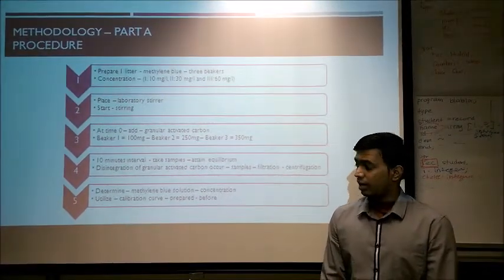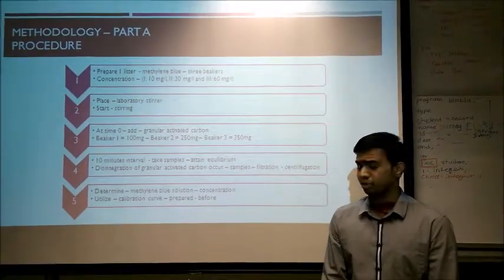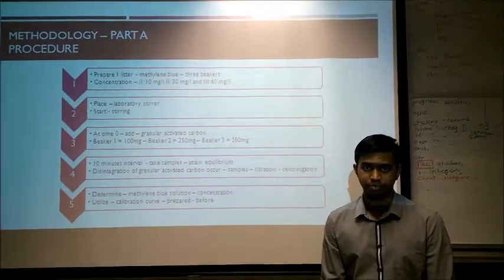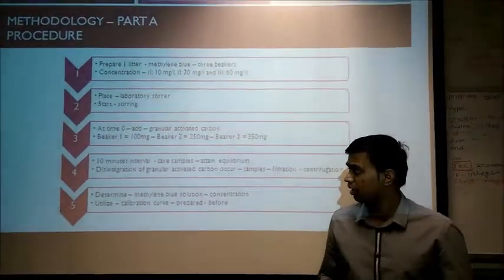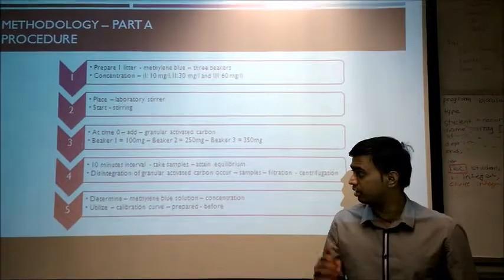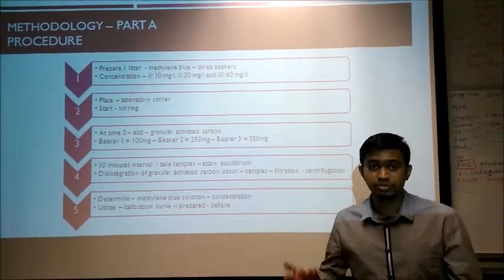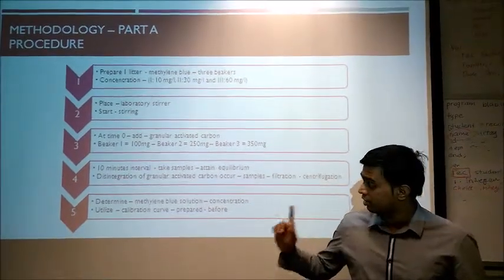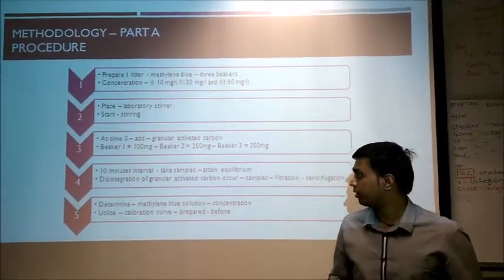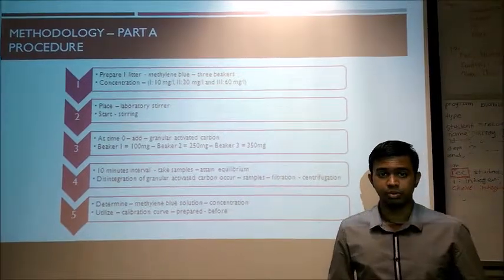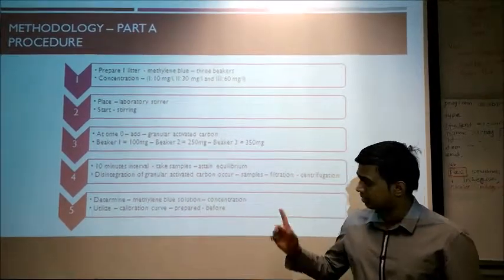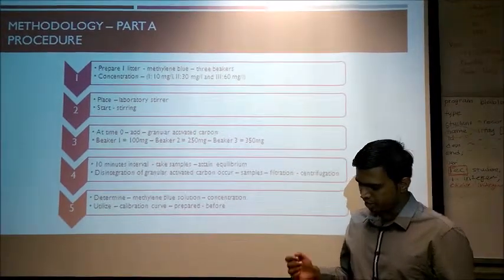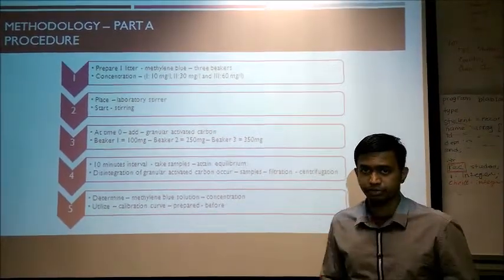In beaker 1, you add 100 mg. Beaker 2, you add 250 mg. And beaker 3, you add 350 mg. Then take samples at 10-minute intervals and continue sampling until it attains equilibrium. If the granular activated carbon does not settle, then it needs to be filtered before sampling. And the last step is to determine the remaining methylene blue concentration by utilizing the calibration curve prepared before.